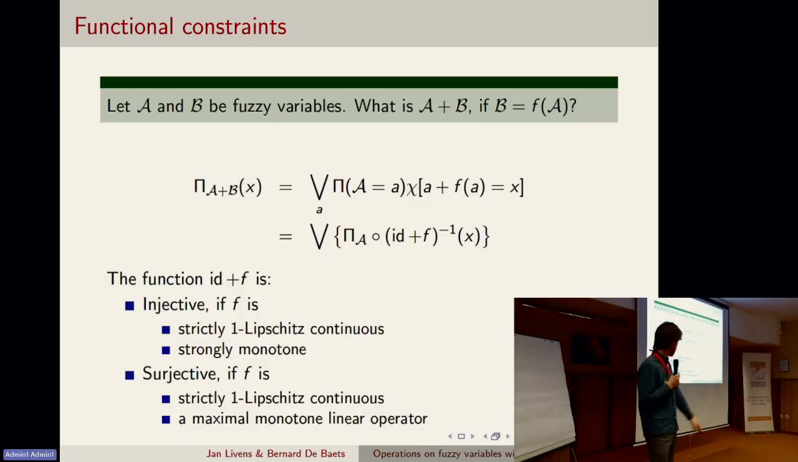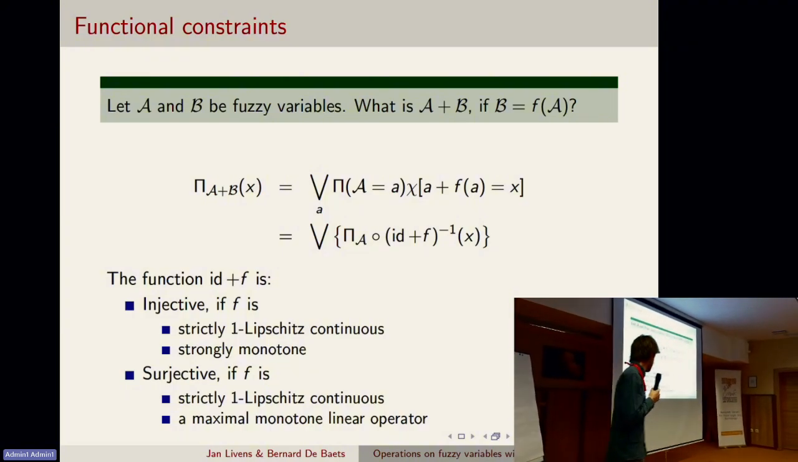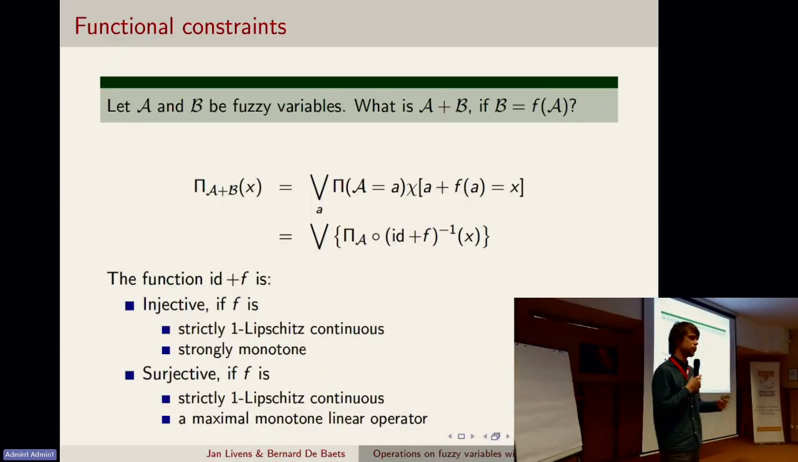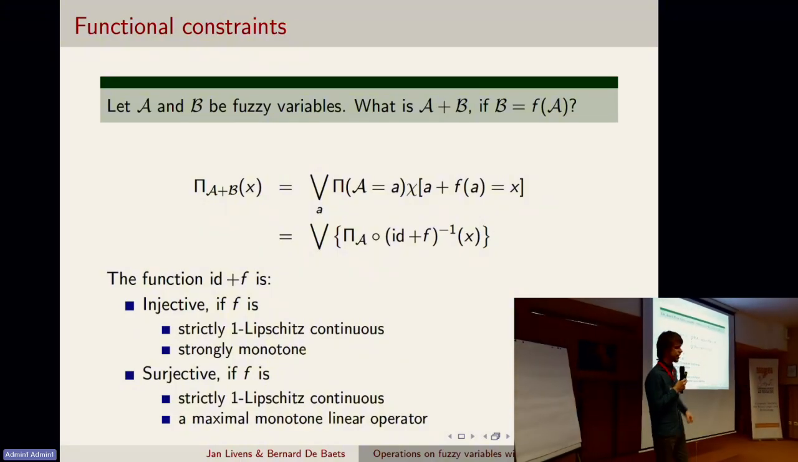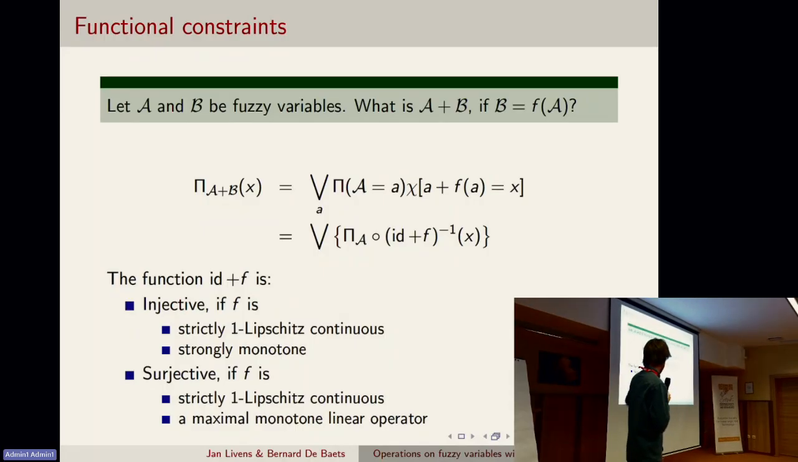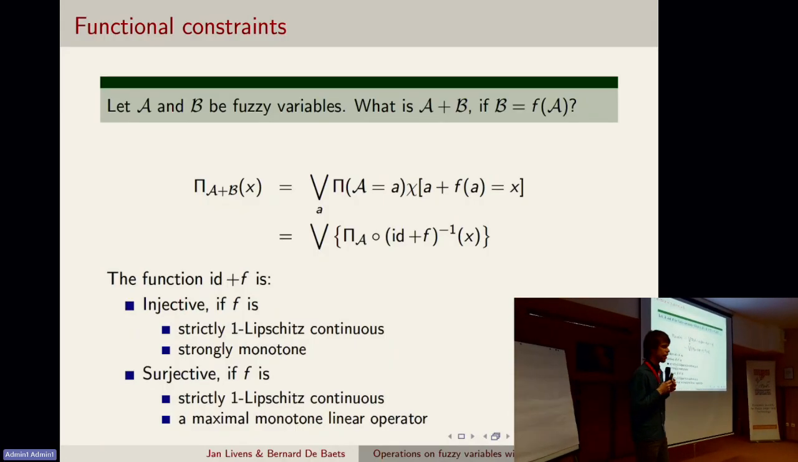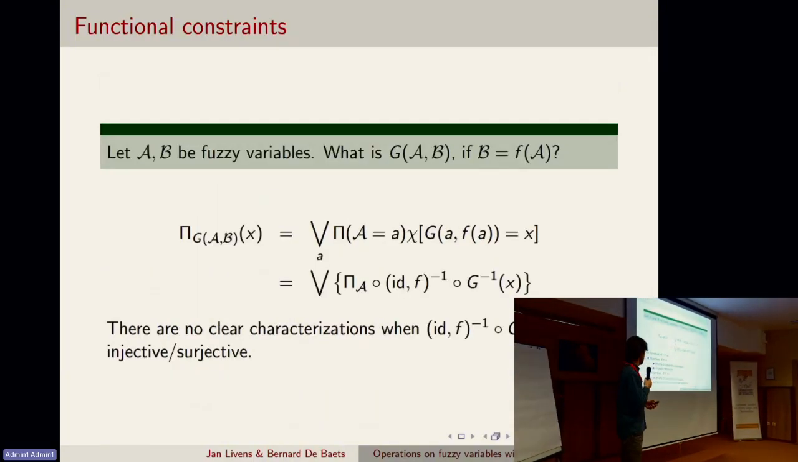Conversely, on the other side, we have surjective. If f is strictly one Lipschitz continuous or a maximal monotone linear operator, identity plus f will also be surjective. So in particular, the strictly one Lipschitz continuous functions are an interesting class, because then it means that identity plus f will be bijective, which yields the most regular behavior of our thing.